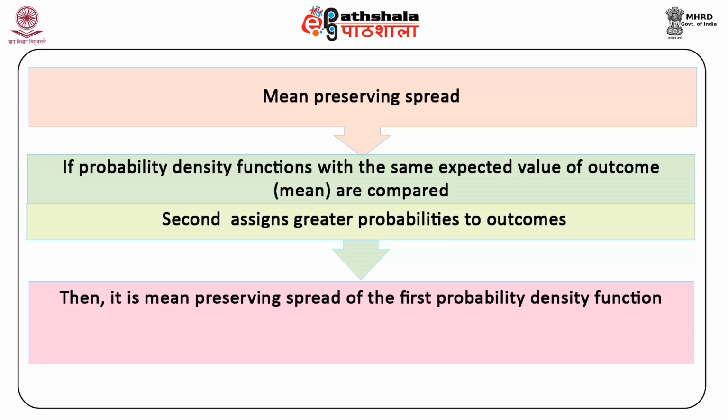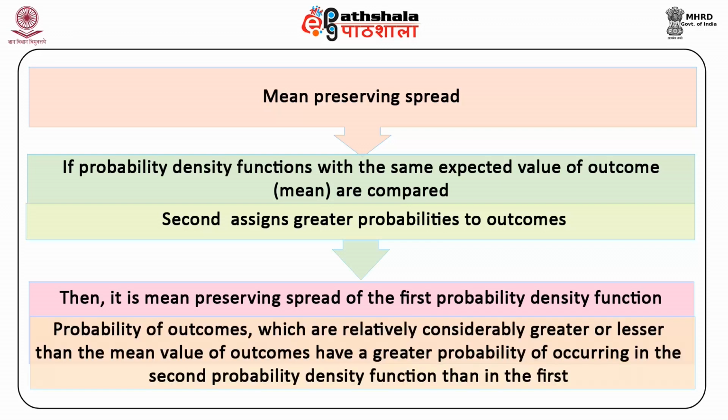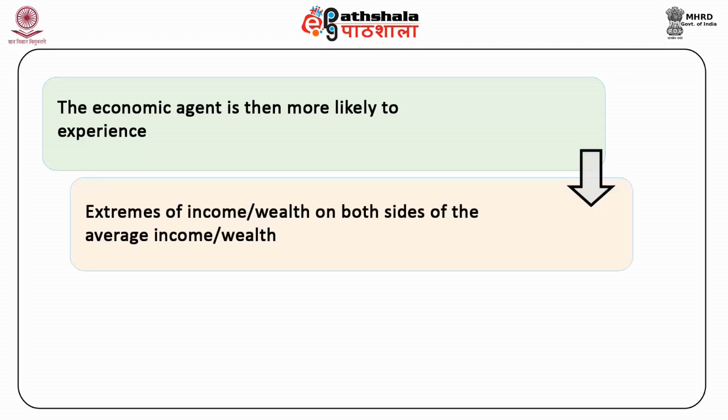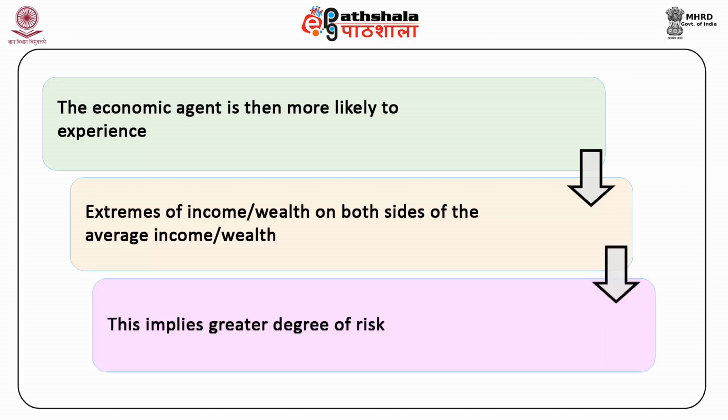What this means is that the probability of outcomes of wealth or income which are relatively considerably greater or lesser than the mean value of outcomes have a greater probability of occurring in the second probability density function than in the first. The economic agent is then more likely to experience extremes of income or wealth on both sides of the average income or wealth. This implies a greater degree of risk.